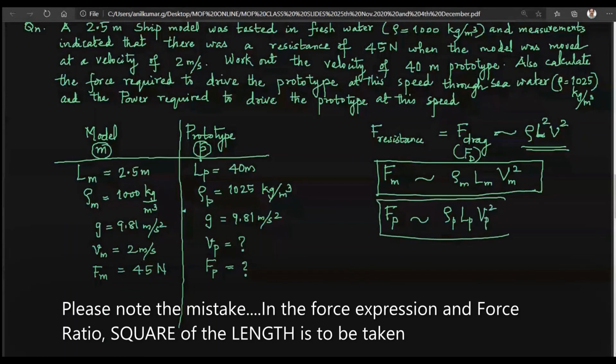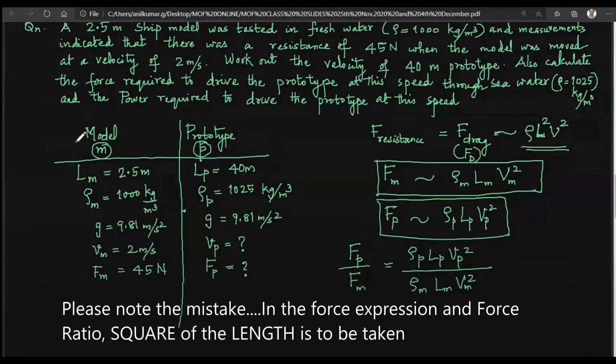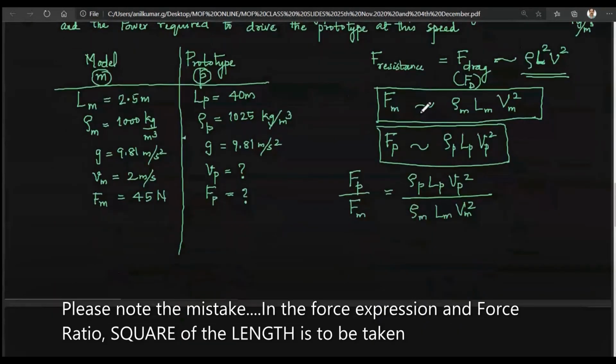When you have these proportional quantities, if you take the ratio, say Fp divided by Fm, then what you will get is rho P Lp square Vp square divided by rho m Lm square Vm square. In this question you have to find the force required to drive, and in fact also the power required to drive the prototype at this speed. So we'll do it fast now.